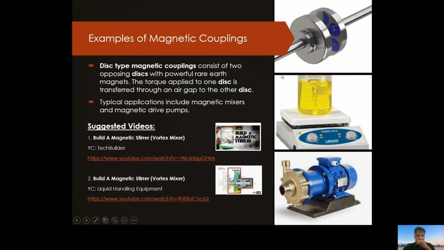To explain more, this type of magnetic coupling consists of two opposing discs with powerful rare earth magnets. The torque applied to one disc is transferred across an air gap to the other disc. Typical applications include magnetic mixers and magnetic drive pumps. These are examples of the usage of magnetic coupling.